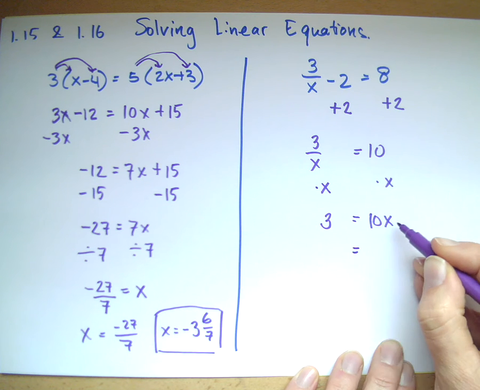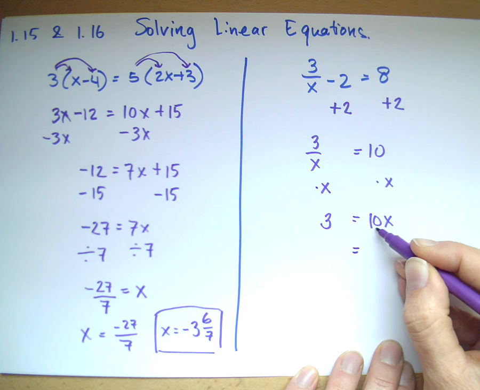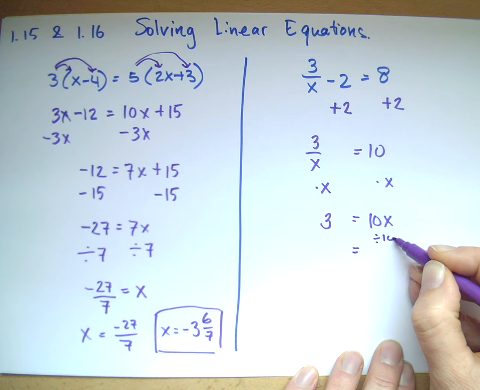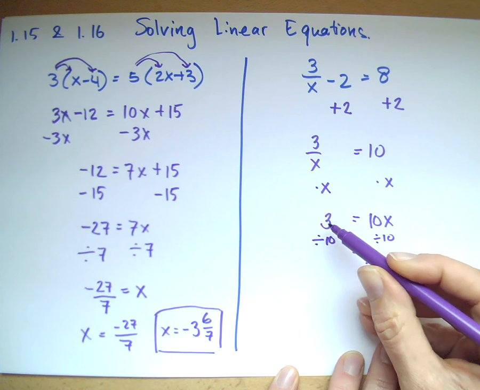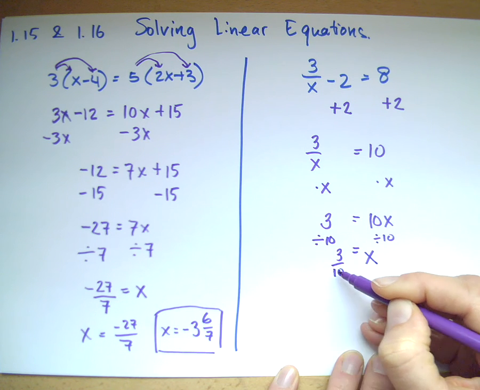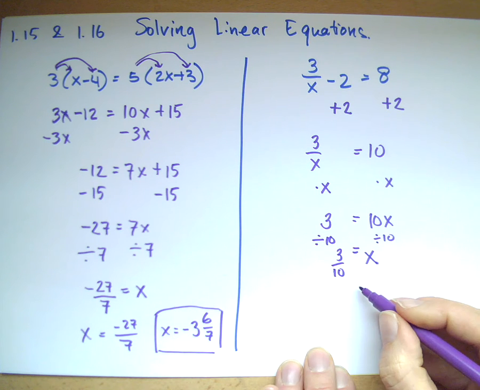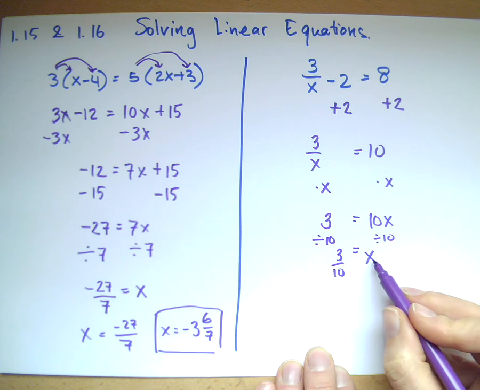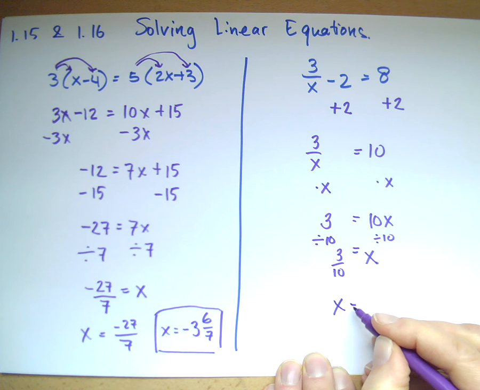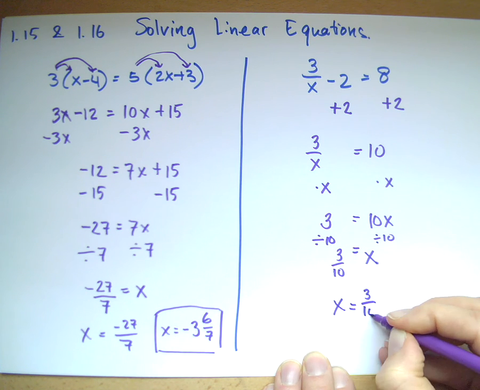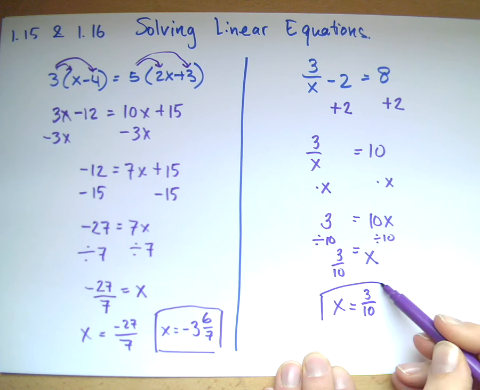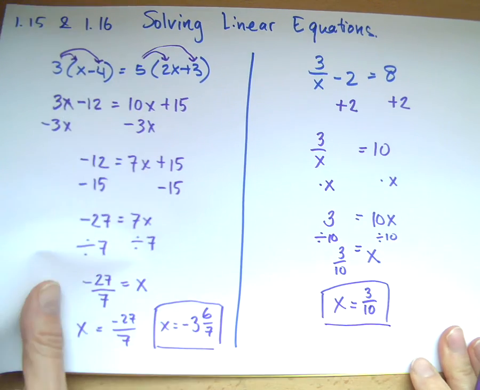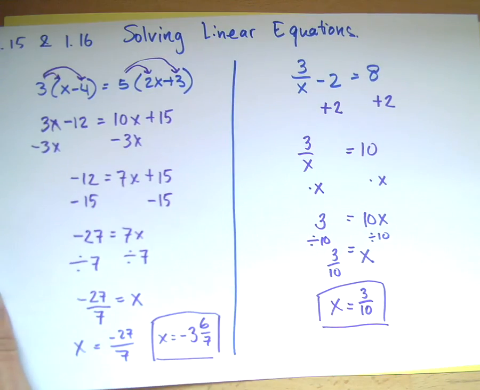X is on this side now. To get x by itself, we want to divide by 10. Oops, I didn't leave any room. Divide both sides by 10. 10x divided by 10 is x. 3 divided by 10. Oops, sorry. So x equals 3/10. I like having x first. We can't simplify this any further. It's not improper, so we just leave it like that. Okay, so there's many more examples in the book that you could try.